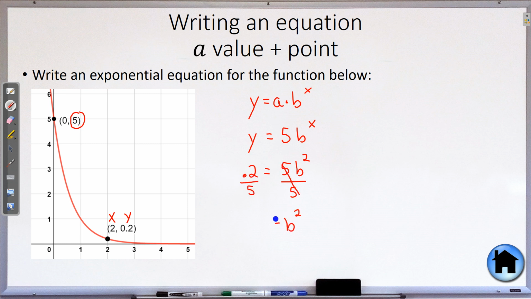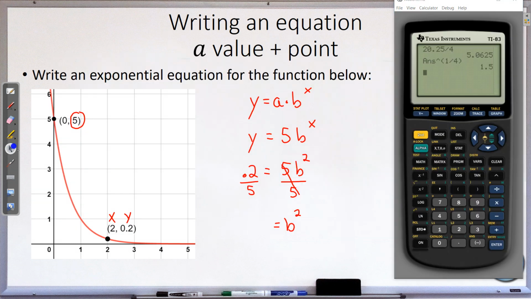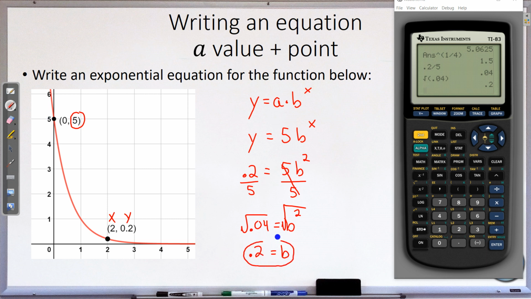B squared is equal to, let's see, I need the calculator for that, don't I? So 0.2 divided by 5 is 0.04. And then to get rid of the square, we square root both sides. So I need the square root of 0.04, and we get 0.2. So my b value is 0.2.